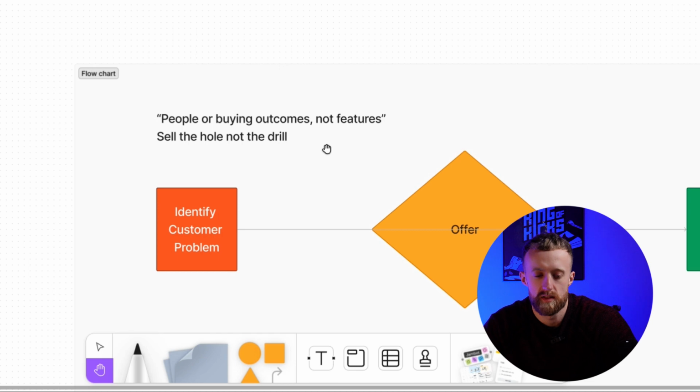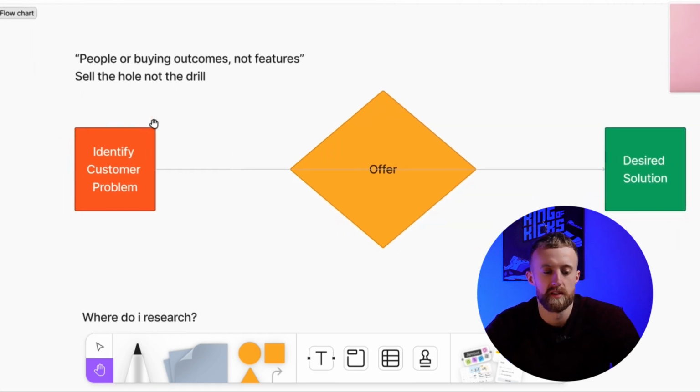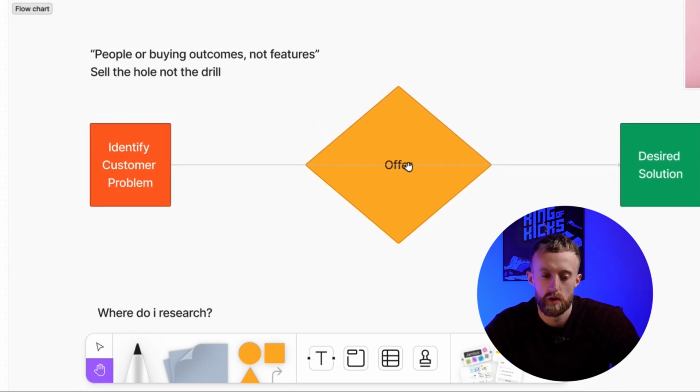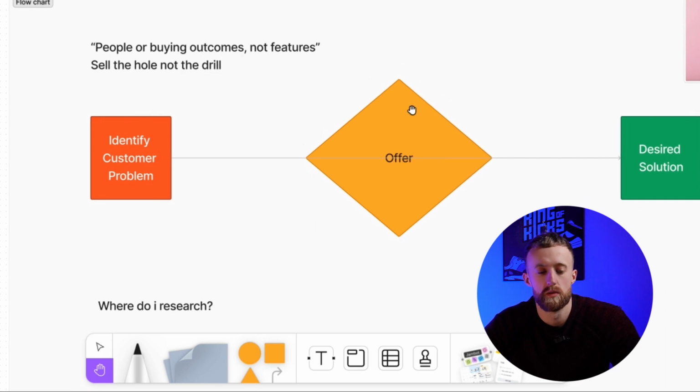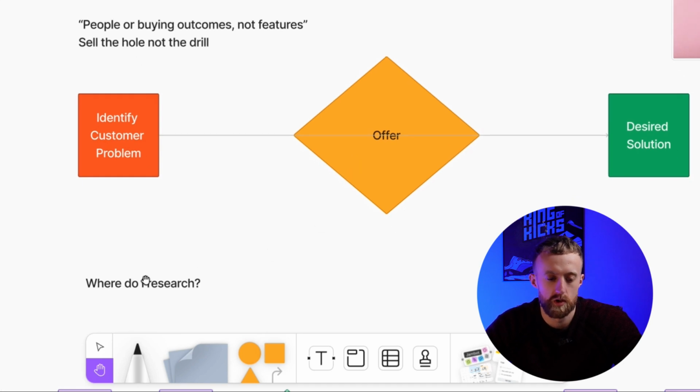Now, how do we find this out? Because essentially our job is to identify customers' problems and get them to the desired solution. Now, how do we do that? Well, we need to craft a good offer to make that possible. So by doing this, we're going to create perfect marketing messaging, and you're going to be speaking directly to your customers. So you need to research these. You need to research where to get these. So where do I do research? So it's all online, okay?